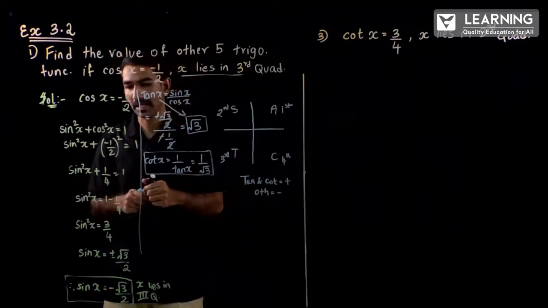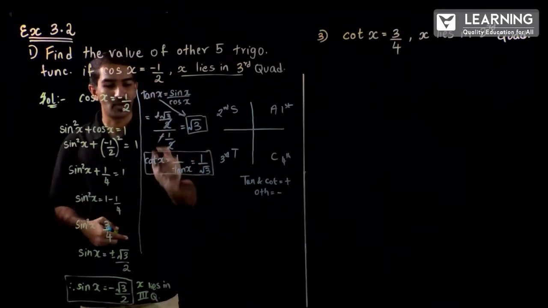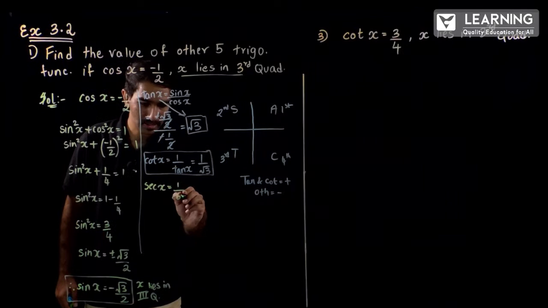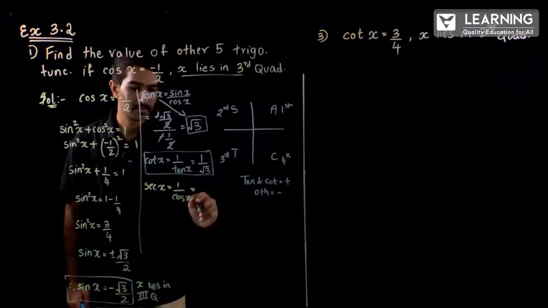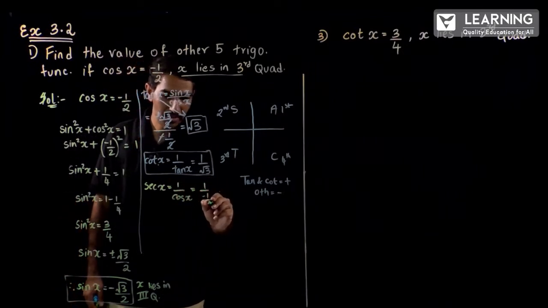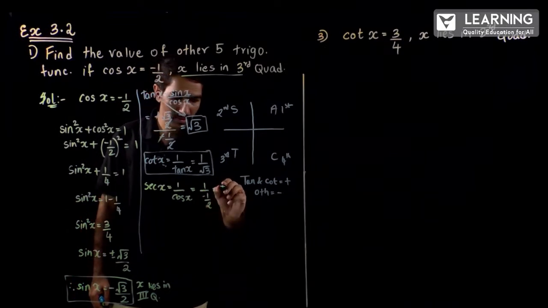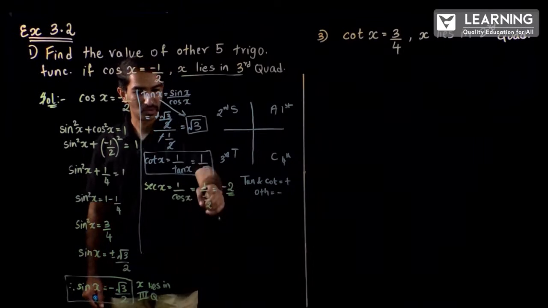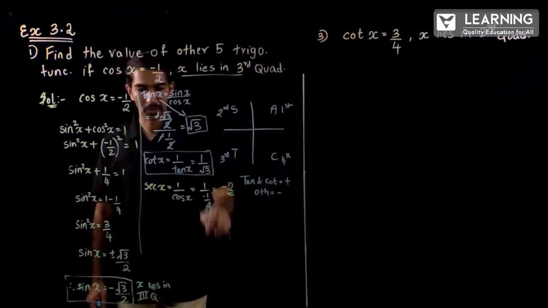So how do we find out secant? Secant is nothing but the inverse of cos. So secant x is equal to 1 by cos x, which is equal to 1 by minus 1 by 2, which is equal to minus 2. This is our answer, correct? Minus 2. So you take this up, it will become minus 2, reciprocal.